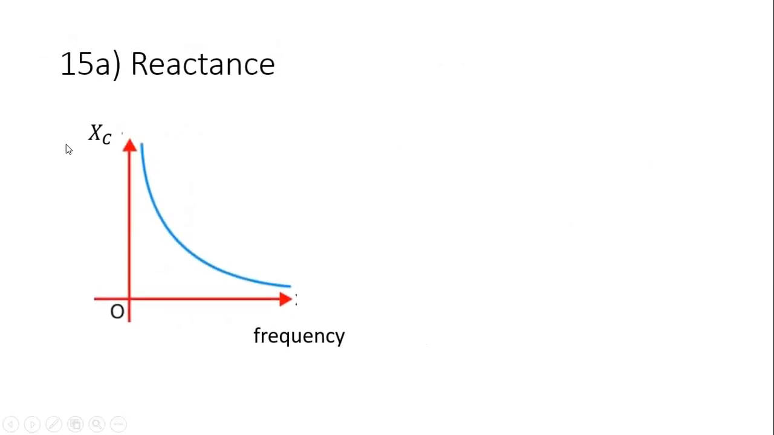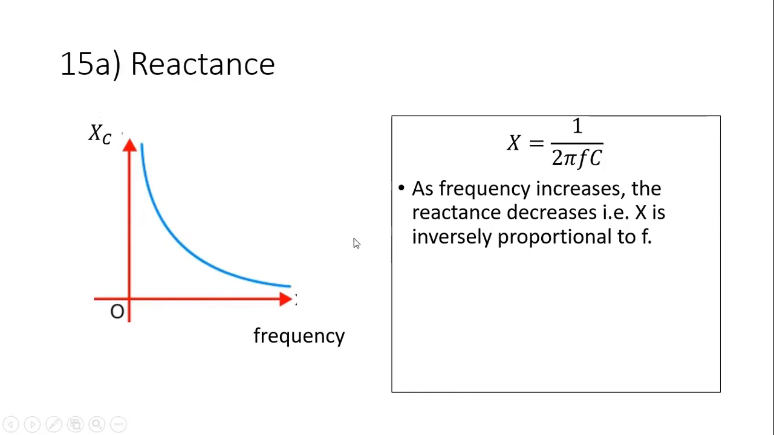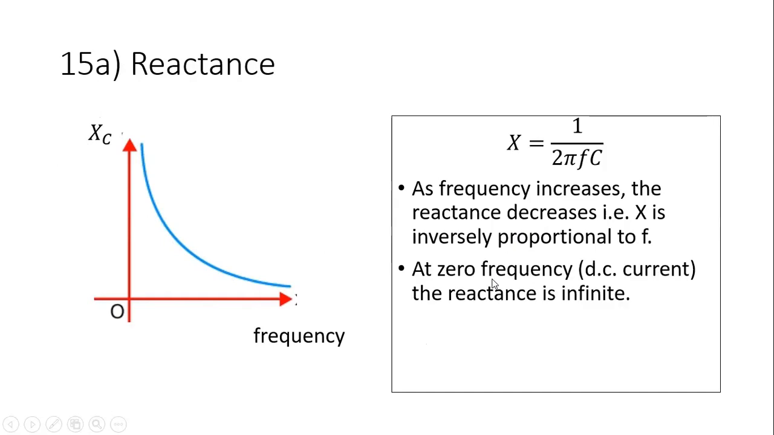That's how it looks. If we look at reactance of capacitance against frequency, it is a rectangular hyperbola. As frequency increases, XC decreases, or we say XC is inversely proportional to f. One increases, the other decreases. At zero frequency, DC current, the reactance is infinite. Zero frequency is here, XC is infinite.